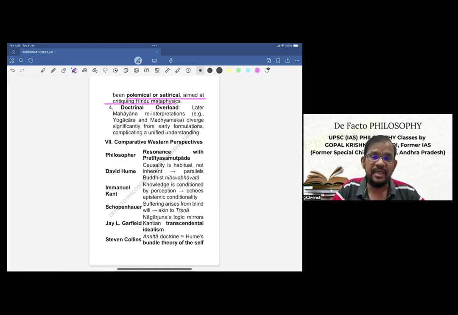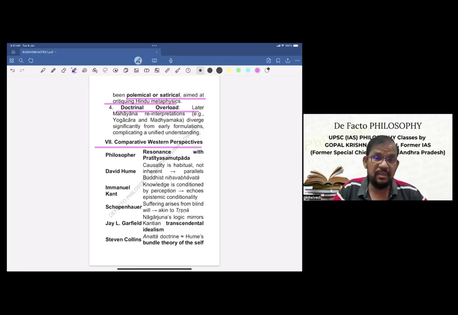Later Mahayana reinterpretations, Yogacharya and Madhyamika, diverge significantly from early formulations, complicating a unified understanding. So as you see, different branches of Buddhism have totally different interpretations. There is no similarity or linkage between their interpretations also. So this is again a problem as far as internal differences in Buddhism are concerned. Now, what are the comparative Western perspectives? That also let us see.